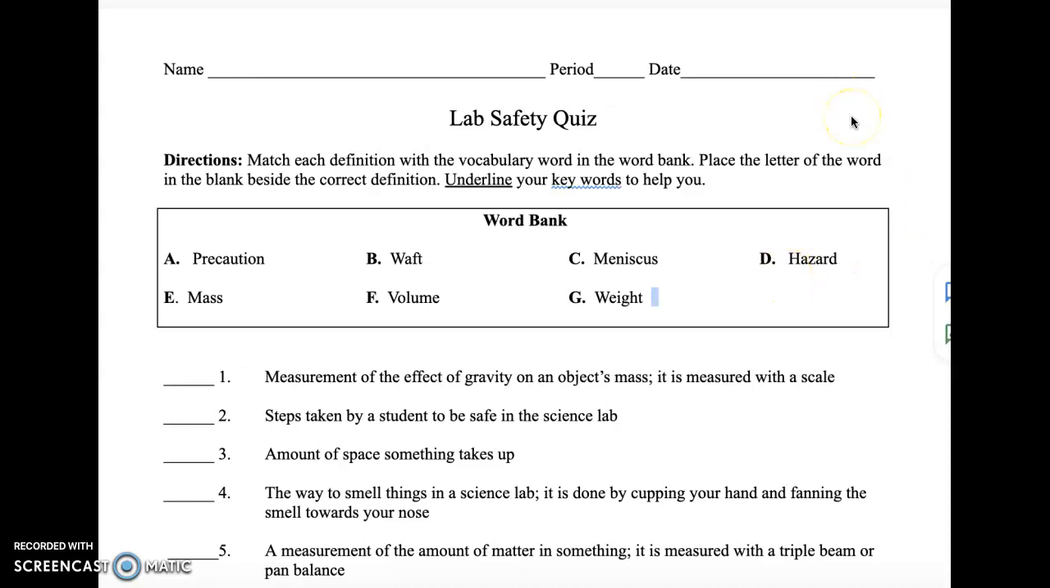Here are the directions for the first section of the quiz. Match each definition with the vocabulary word in the word bank. Place the letter of the word in the blank beside the correct definition. Underline your keywords to help you.